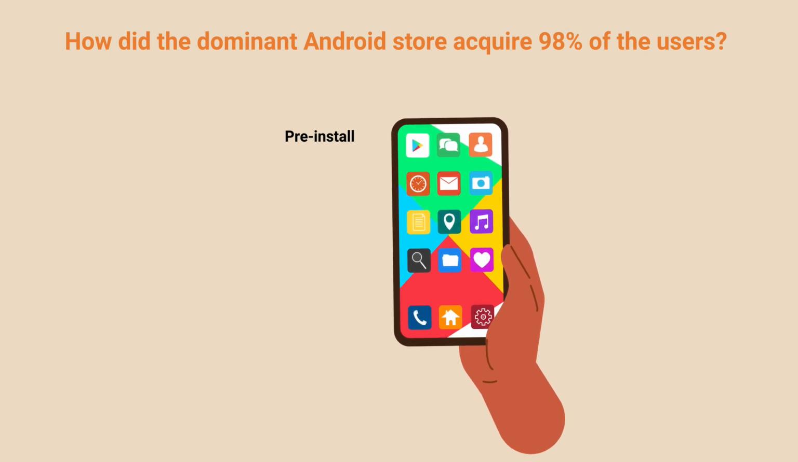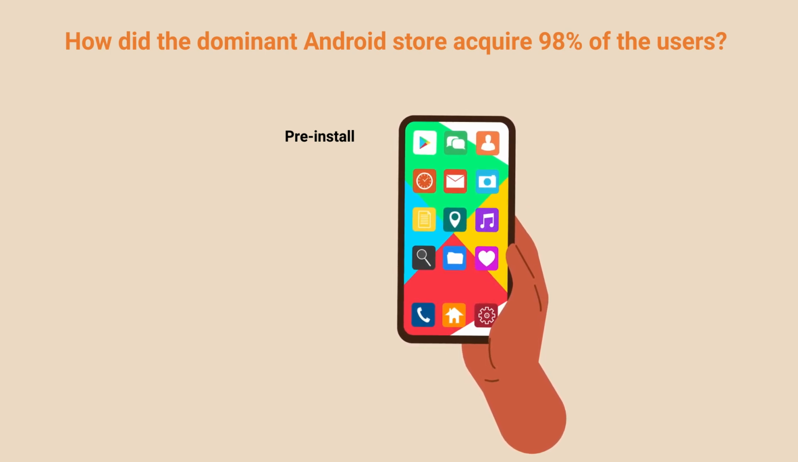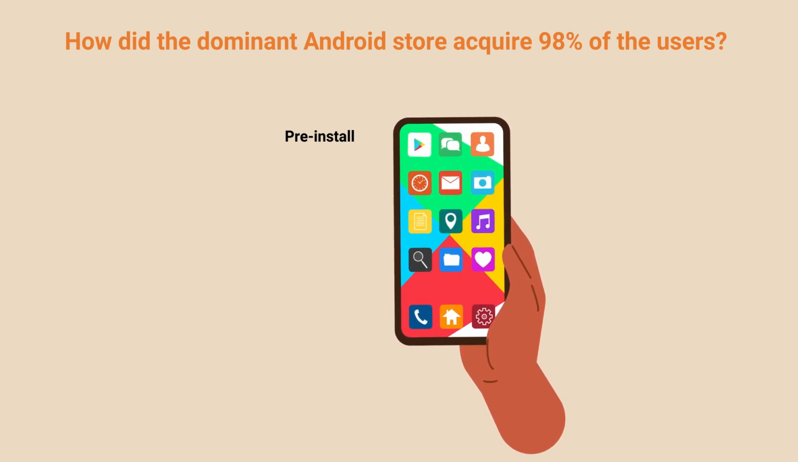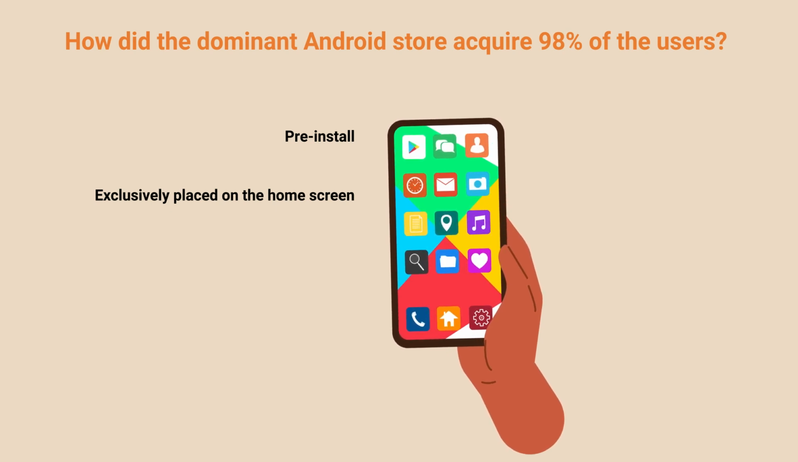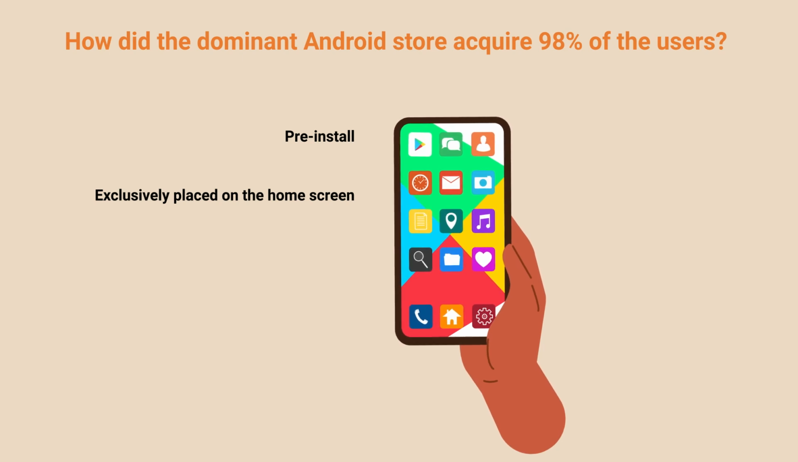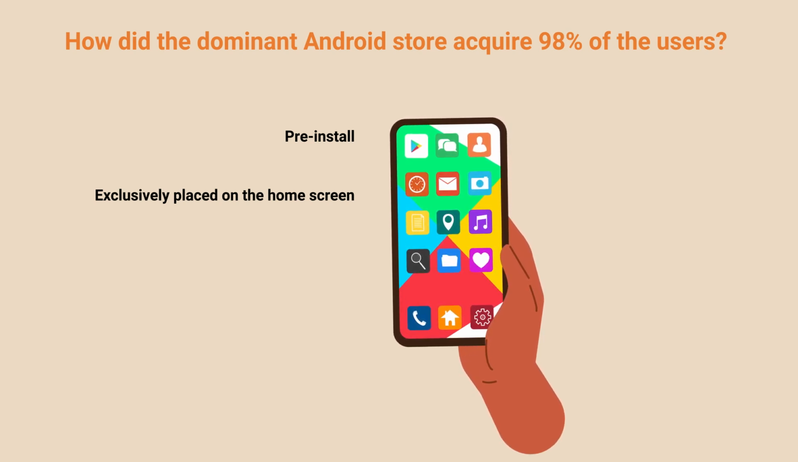In order to be able to access that dominant app store and install it in their phones, manufacturers and telecommunication operators are forced to place it exclusively in the home screen of the phones, which is the most efficient spot for user acquisition. And they have to ensure absence of any other rival app store next to the dominant one.